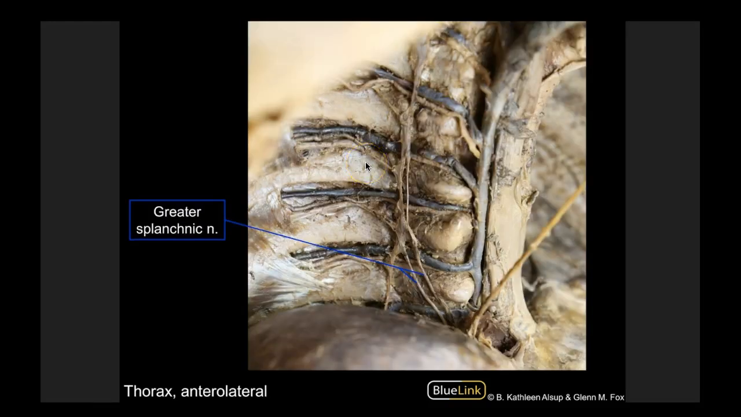The last thing we are going to discuss is splanchnic nerves. This specific one is the greater splanchnic nerve, and these will extend out medially from our sympathetic chain ganglia, and we will discuss the pathways of neurons through these splanchnic nerves in our lecture portion of the autonomic nervous system.